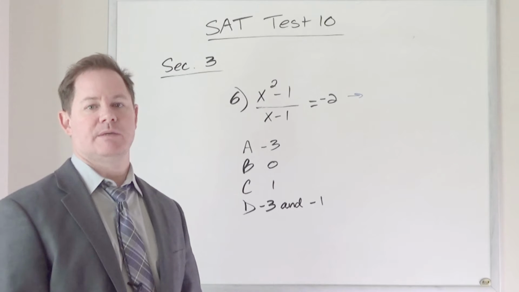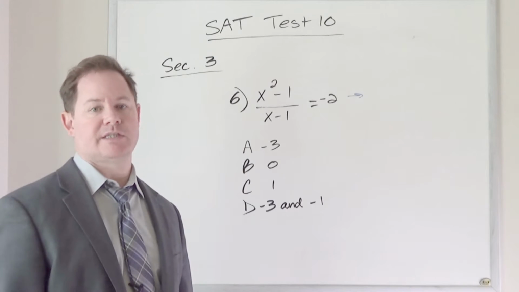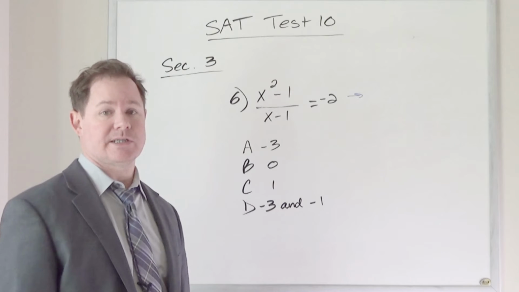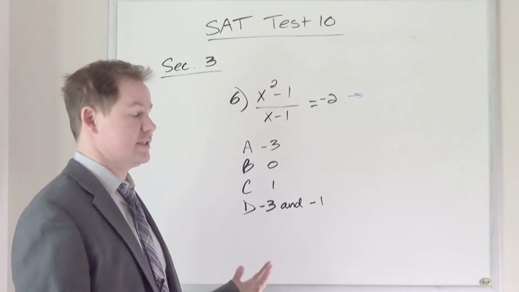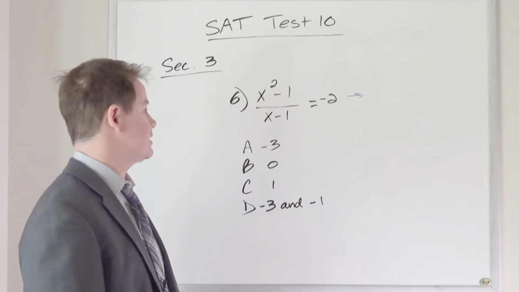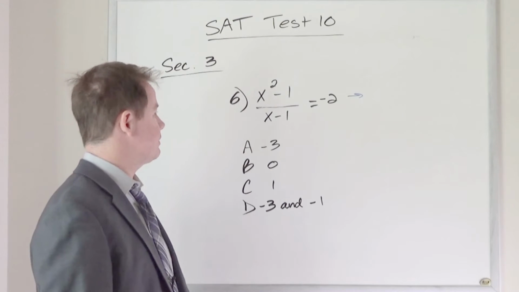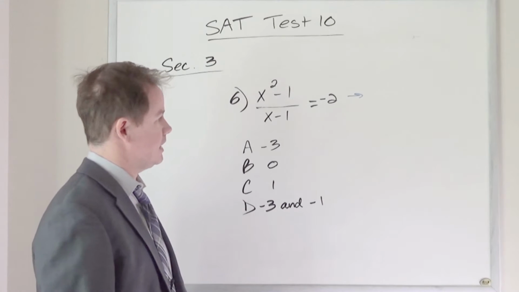So if you're looking at the big blue book, the official SAT study guide, this is actually the first practice test that shows up in that book. So although it is practice 10, it's the first practice test that you see. This question comes from page 334, and we see x squared minus 1 over x minus 1 equals negative 2.